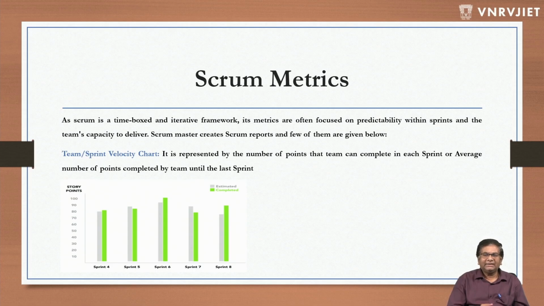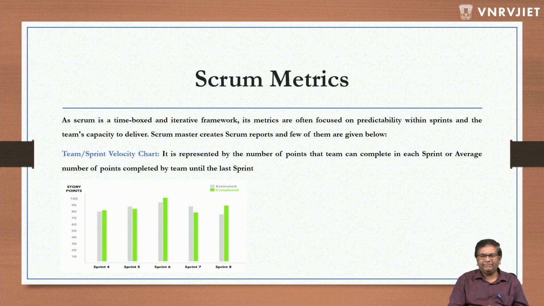Now, as I told you, the important thing about Scrum metrics is the story points. As we have points for stories, we use them as a measurement. The first metric that we are going to discuss is the team sprint velocity chart. It can be called the team velocity chart or sprint velocity chart. It is represented by the number of points the team can complete in each sprint, or the average number of points completed by the team until the last sprint.